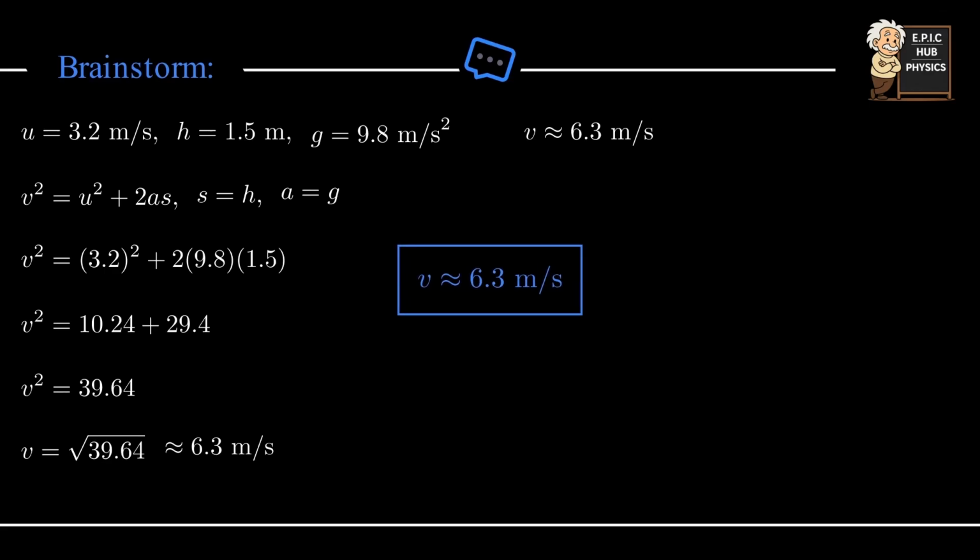What did we do? We started by identifying the known quantities from the problem: the initial velocity, the height, and the acceleration due to gravity. Then we chose an equation of motion that allows us to find the final velocity without involving time. After substituting the known values into the equation, we simplified the expression and finally took the square root to obtain the speed.